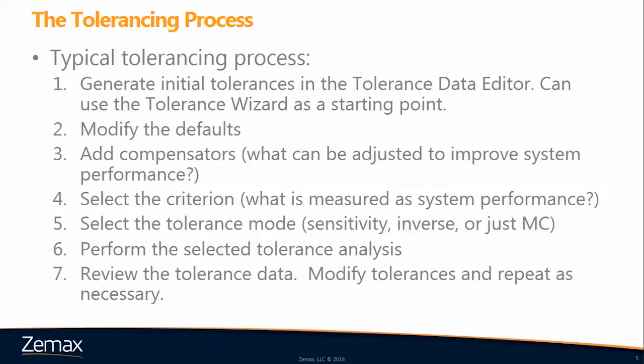Compensators represent what you will be adjusting to improve system performance and to compensate for the manufacturing defects. Then you select the criterion, or what will be measured as system performance. And this could be RMS spot size, wavefront error, MTF, boresight error, etc. And then you'll select the desired tolerance mode, meaning sensitivity, inverse sensitivity, or straight to the Monte Carlo simulations.